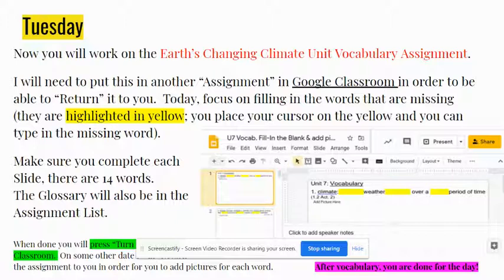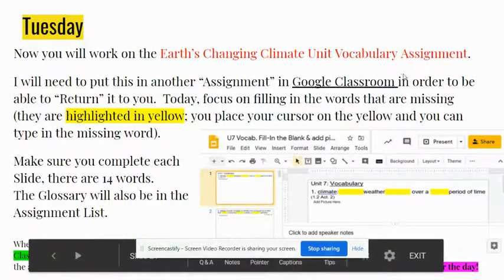If you have any questions, you can send me a private message in Google Classroom, or if your parents are on Remind, you can send me a message that way, or you can email me. So after you're done with vocabulary, you are done for the day.